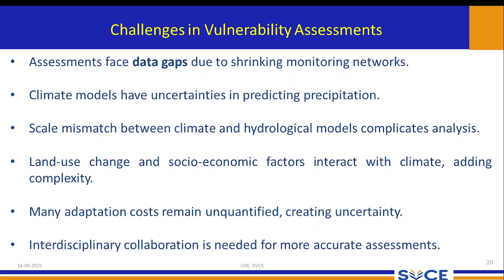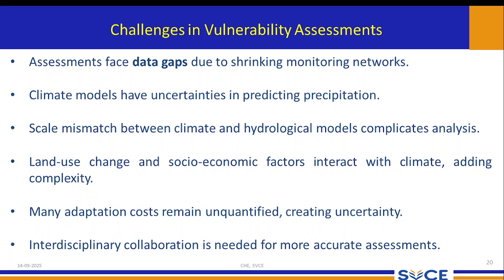Climate models have uncertainties in predicting precipitation. Climate models need a lot of data. They will not predict correctly because the data given to the climate model is not correct, or the climate model needs to be updated. There are some important factors which may be missed out. The scale mismatch between climate and hydrological models complicates the analysis. Land use change and socio-economic factors interact with climate, adding complexity. Many adaptation costs remain unquantified, creating uncertainty.